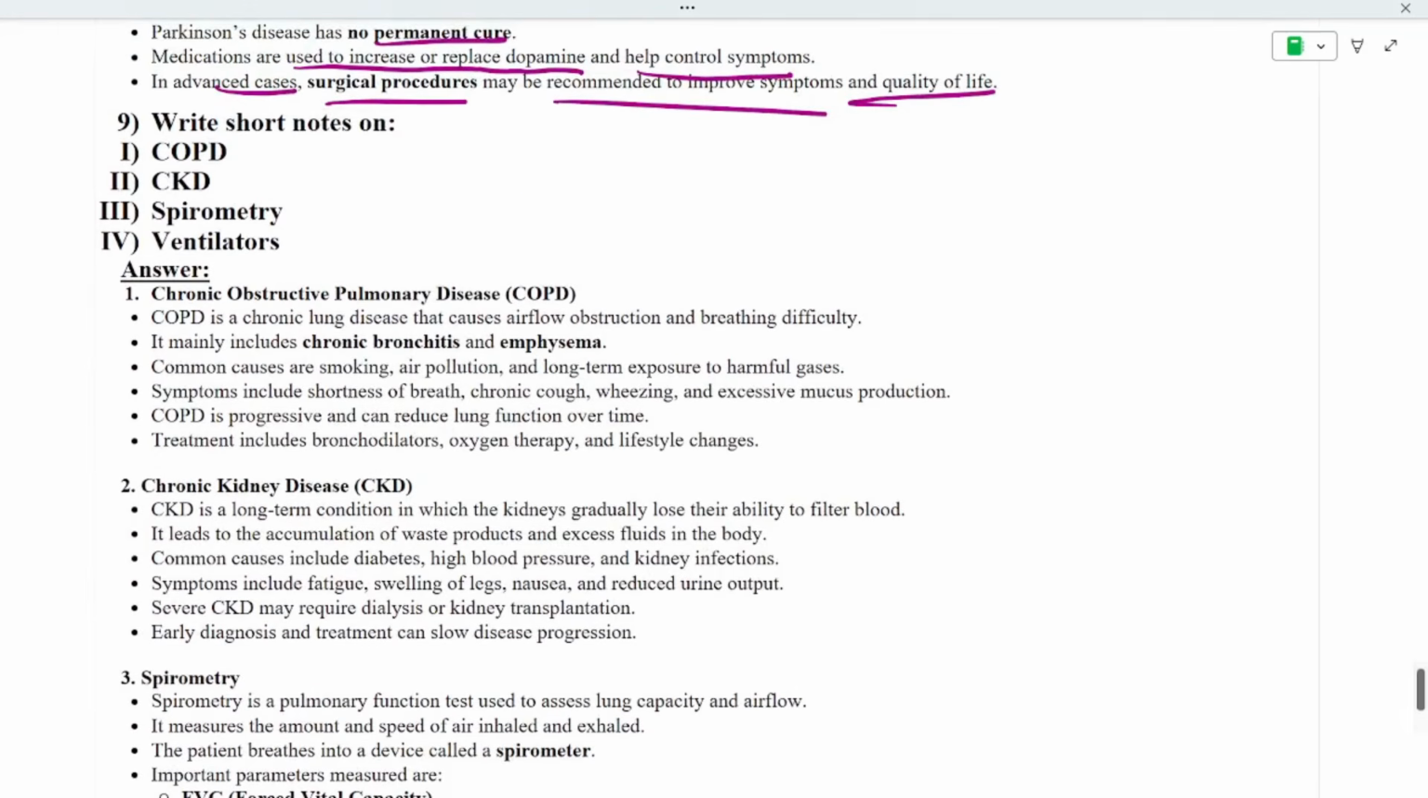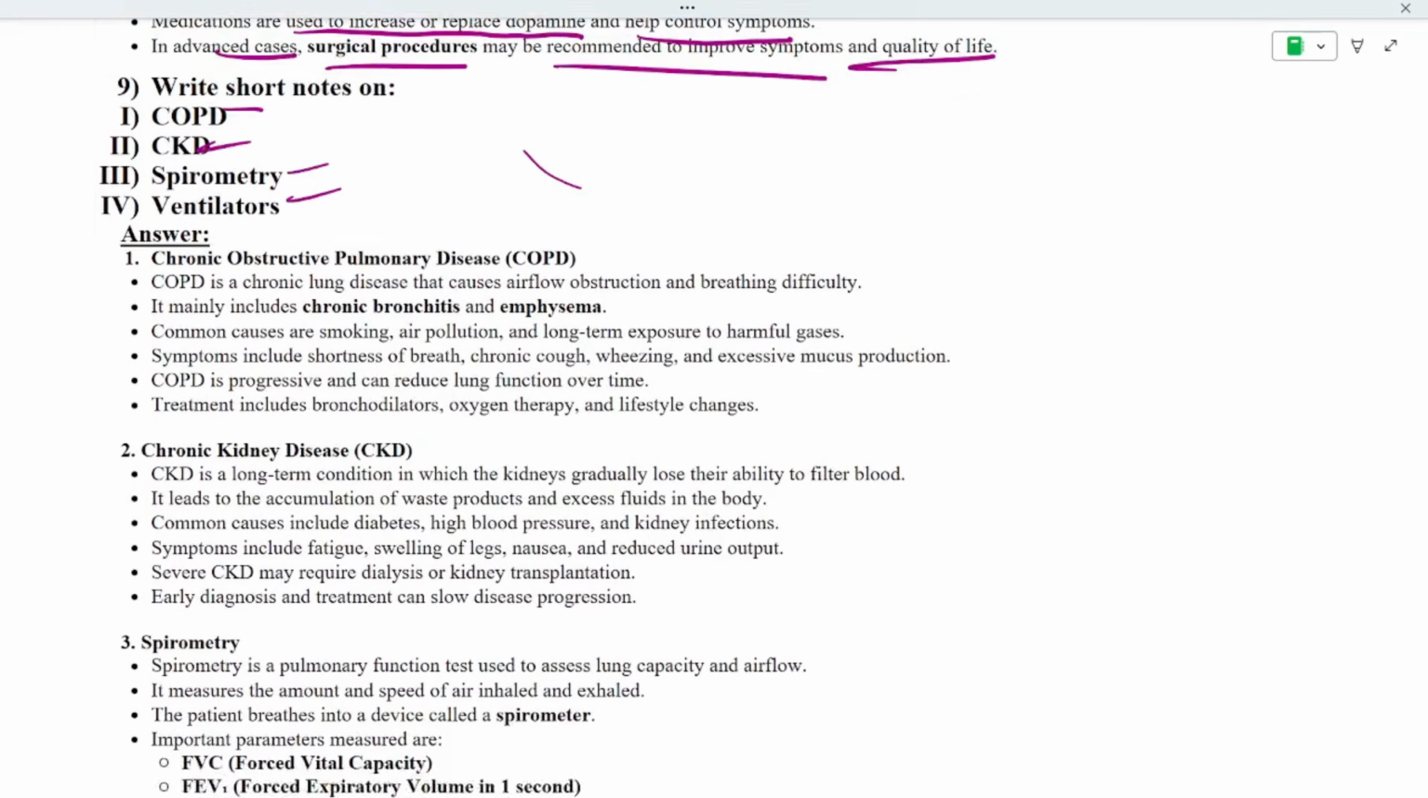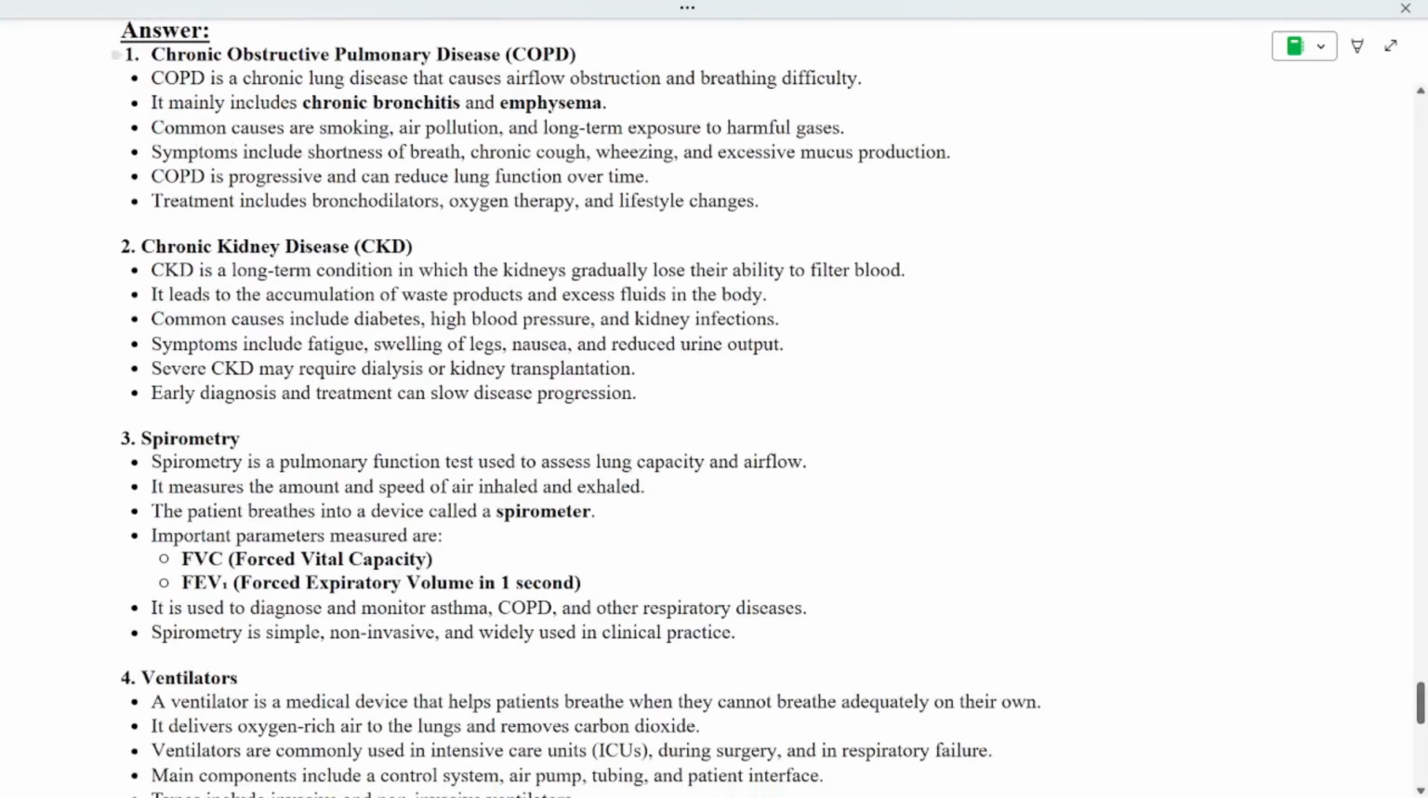Next, you can see COPD, CKD, spirometry, and ventilators. COPD is chronic obstructive pulmonary disease, which is a lung disease. It includes chronic bronchitis and emphysema, and it is progressive. It can increase and reduce lung function over time. Symptoms may include shortness of breath, chronic cough, wheezing, and excessive mucus production.